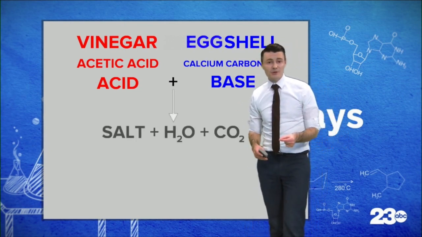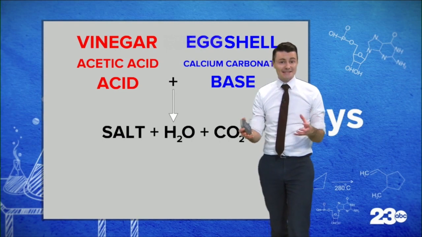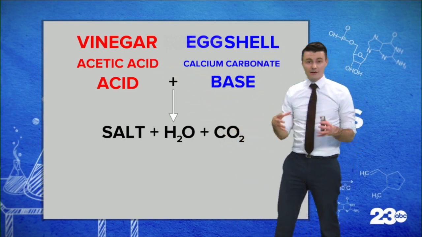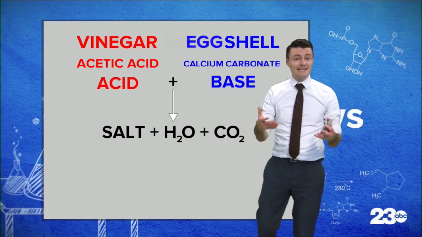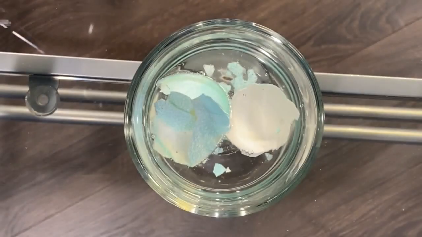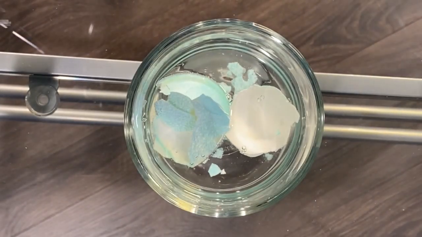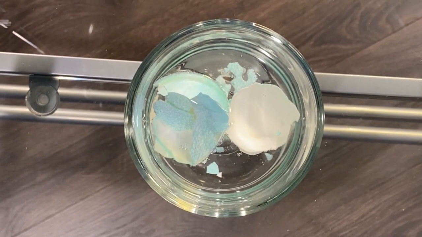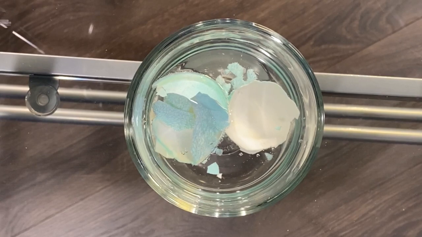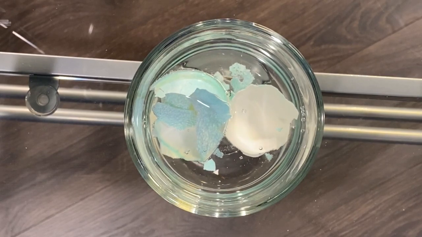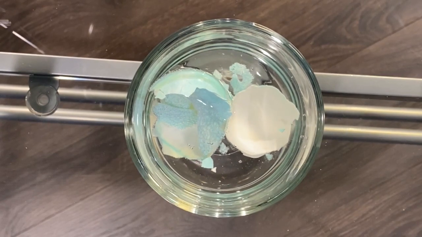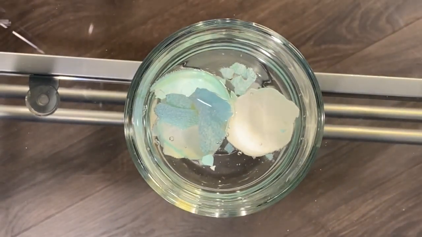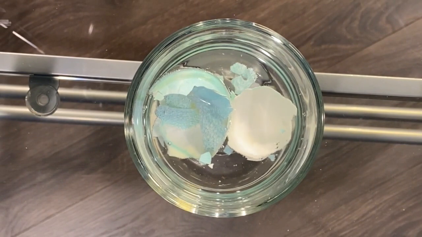Now, in today's reaction, what happens is the acid and the base, the acetic acid and the calcium carbonate, come together to form completely new results. It forms a salt, H2O, better known as water, and the other thing we see, and that we can actually see in the reaction, is CO2. That's carbon dioxide. Carbon dioxide is a gas, and that's what causes all the bubbles that you see when you add the vinegar to the eggshell.